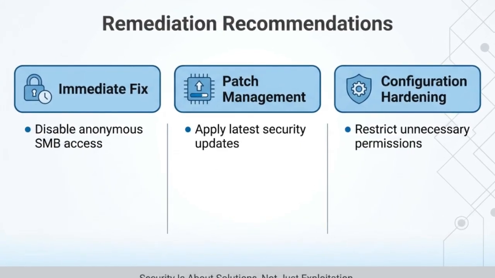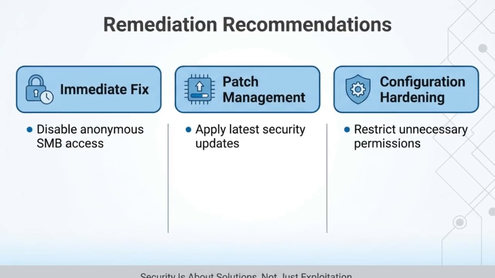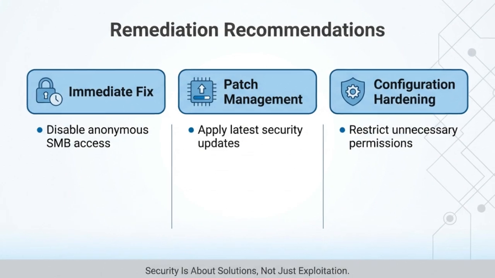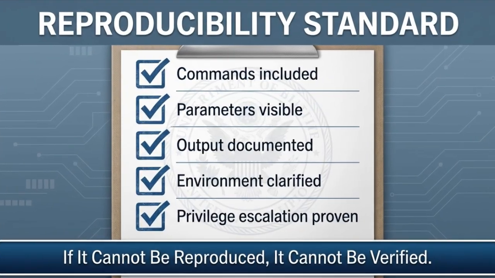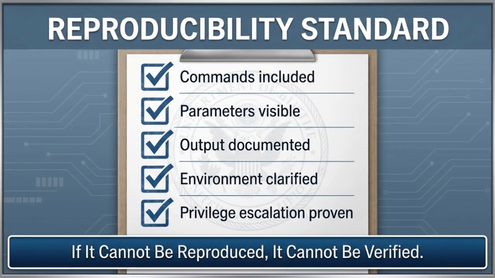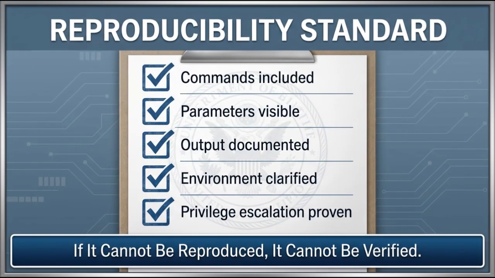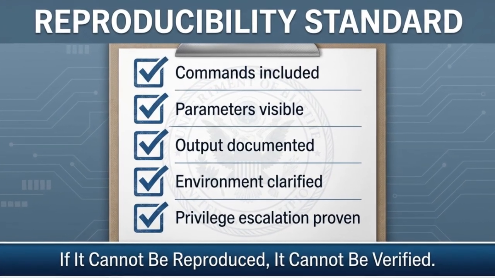Some frequent errors include missing screenshots, skipping intermediate steps, using vague language, failing to show privilege escalation clearly, and mixing multiple vulnerabilities in one section. Each vulnerability should stand alone. Each section should be self-contained. If the reader must search your report to understand a step, the structure is weak.